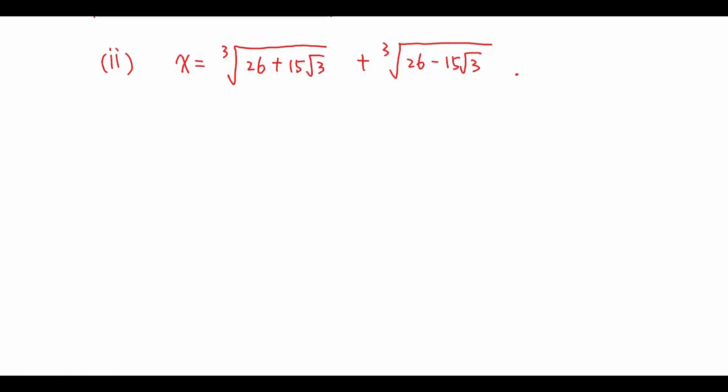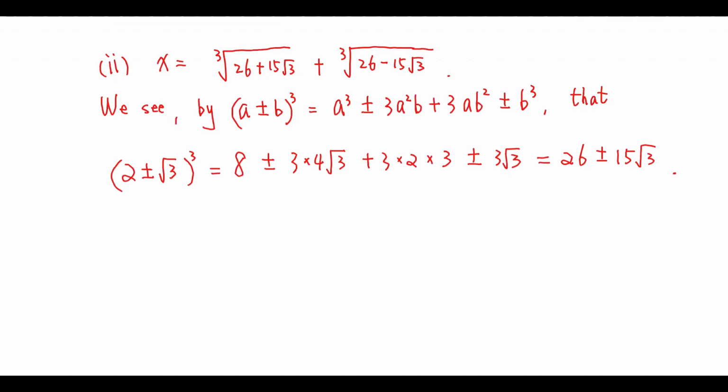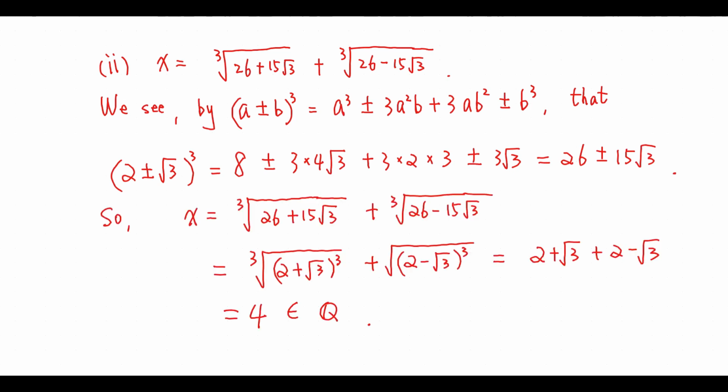Consider this number x. We see we have those two identities. So we get x equals 4, which is a rational number.